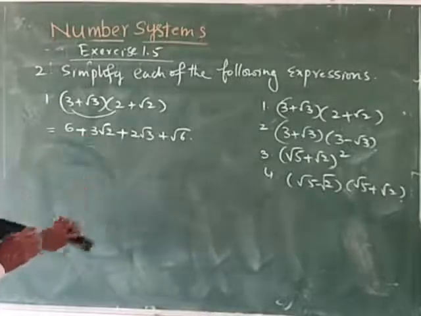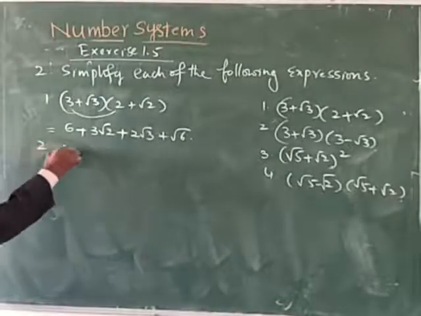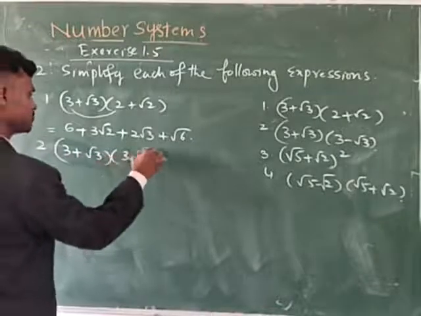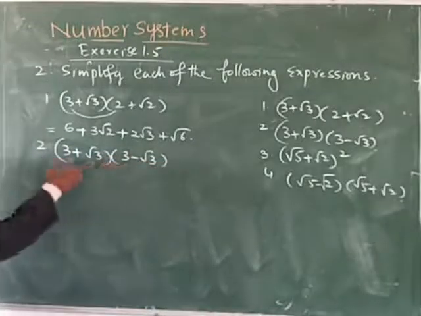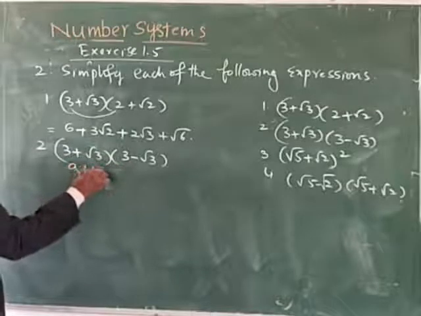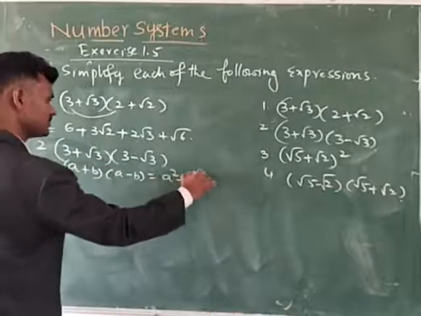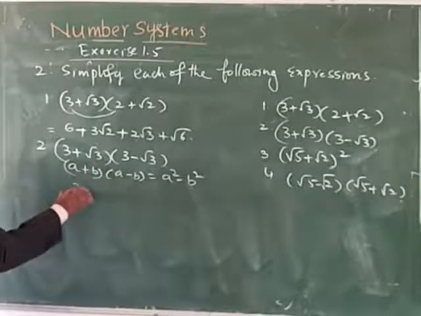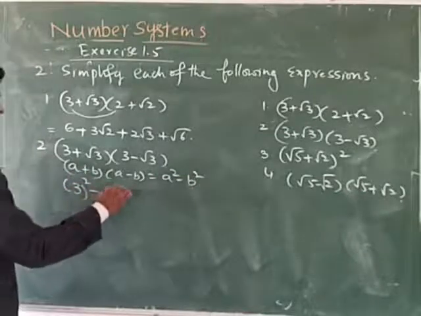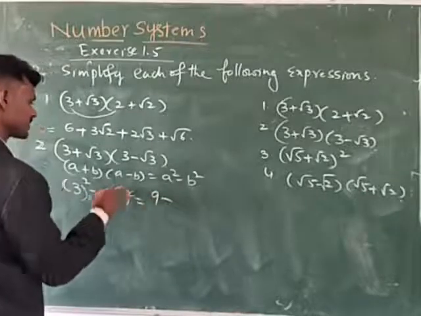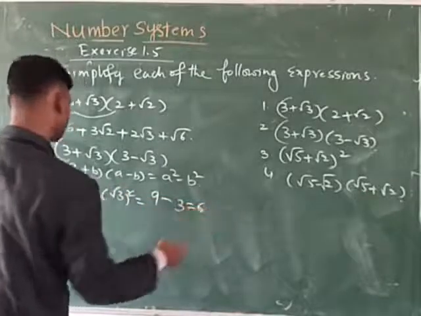Second one, (3 plus root 3) into (3 minus root 3). See here, the formula method is given. This is (a plus b) into (a minus b). What is the formula? a square minus b square. Now this one is written as 3 square minus root 3 whole square. Here 3 square is 9, the root square cancels, 3, so the answer is 6.